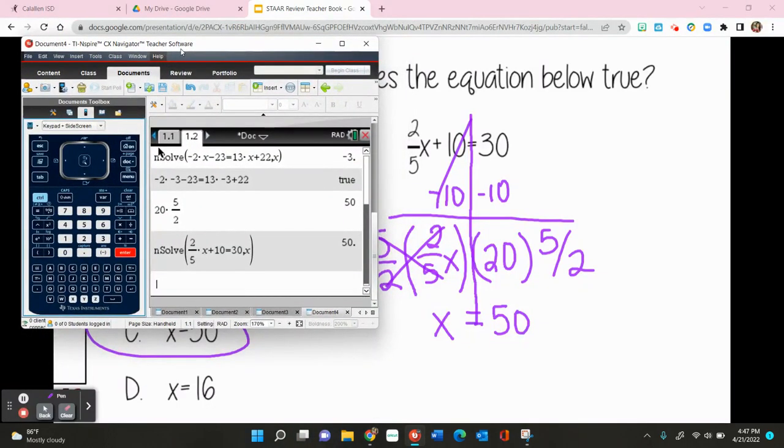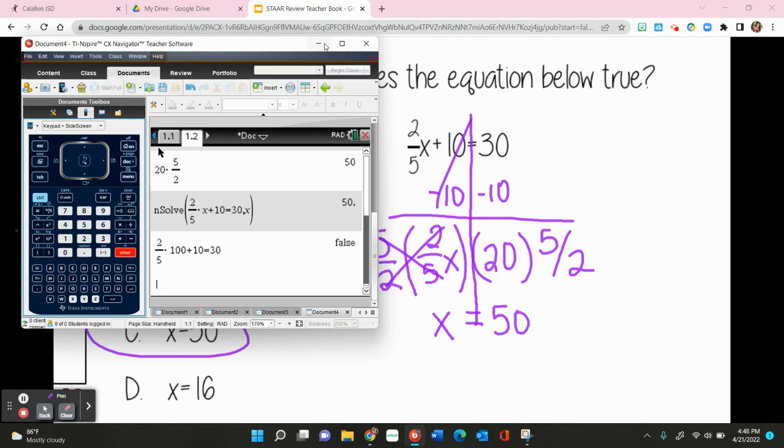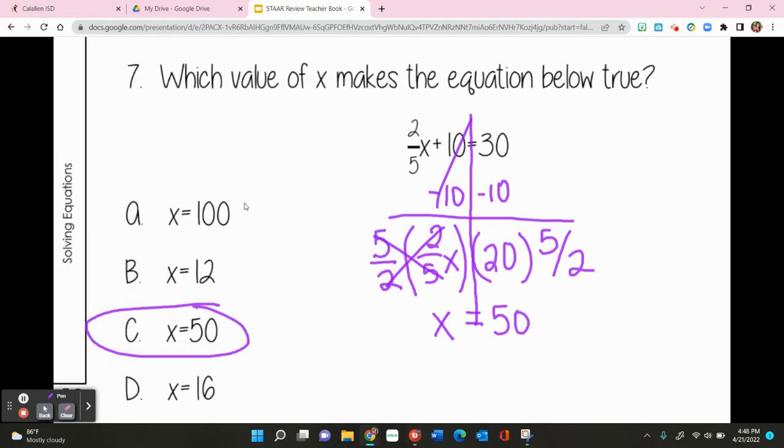So here I'm going to put control divide, 2 on top, 5 on the bottom. We step out of our fraction, times 100 plus 10 equals 30. And here our calculator would return to us that it is false. So we know that we could cancel A out and then we would continue going.